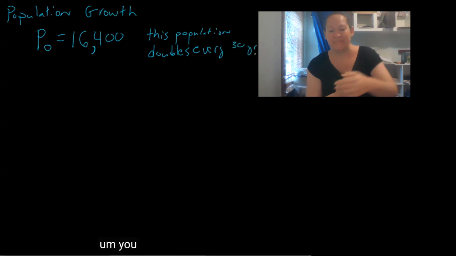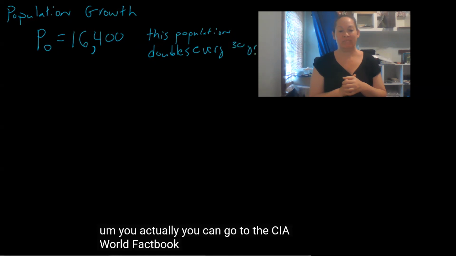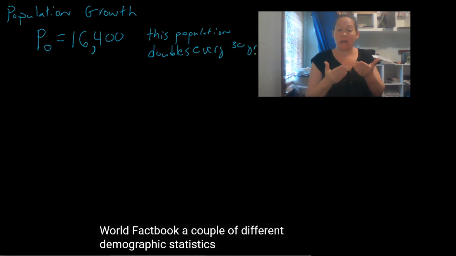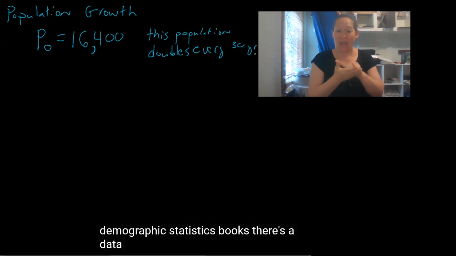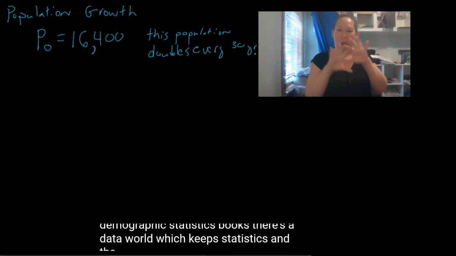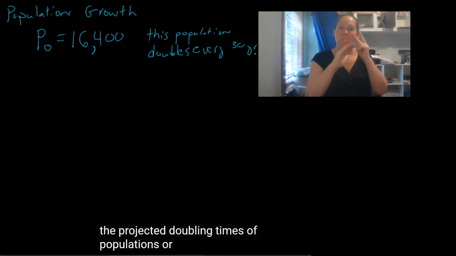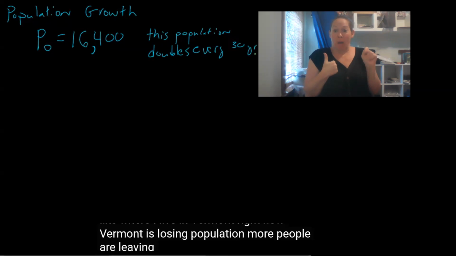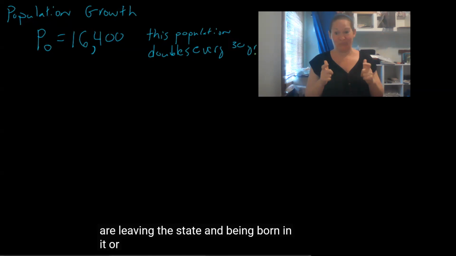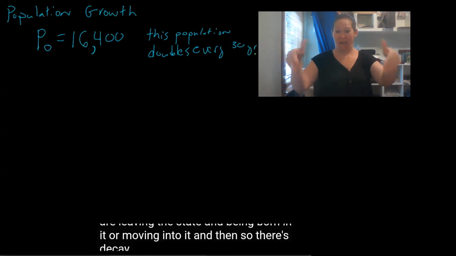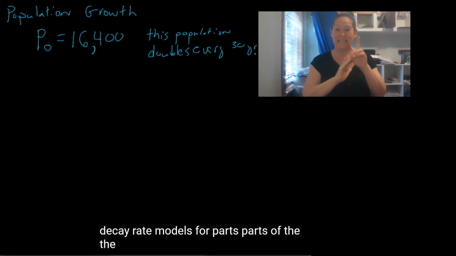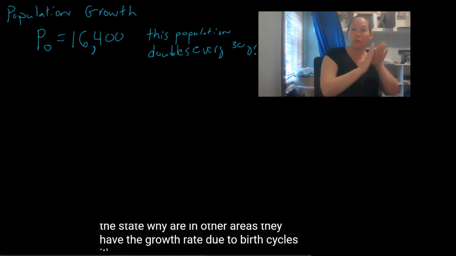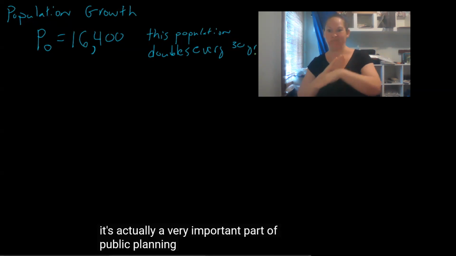All right. Actually, you can go to the CIA World Factbook, a couple of different demographic statistic books. There's Data World, which keeps statistics. And the projected doubling times of populations or decay times of populations, like where I live in Vermont right now, Vermont is losing population. More people are leaving the state than being born in it or moving into it. And so there's decay rate models for parts of the state, where in other areas they have the growth rate due to birth cycles. This is actually a very important part of public planning.